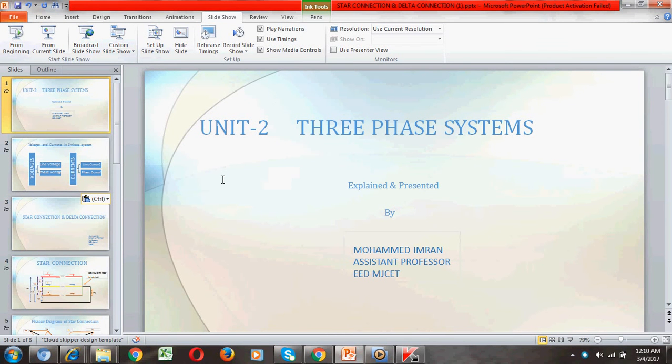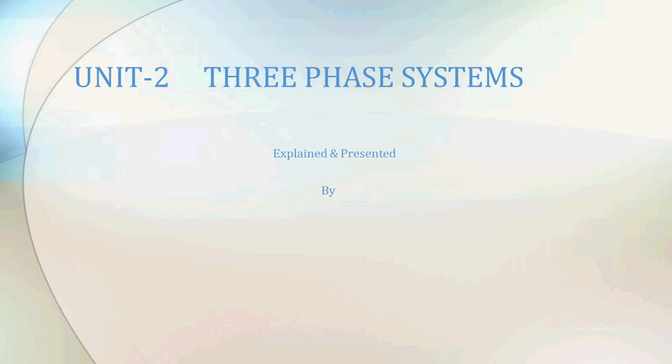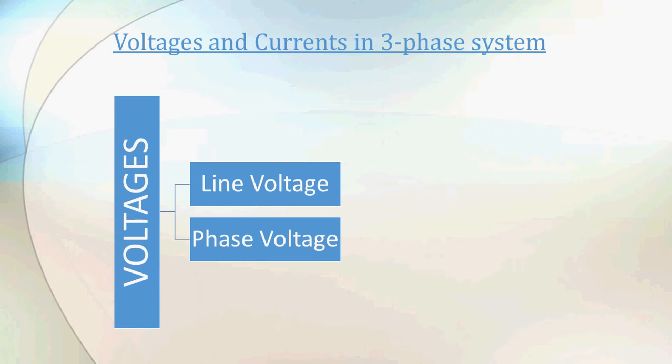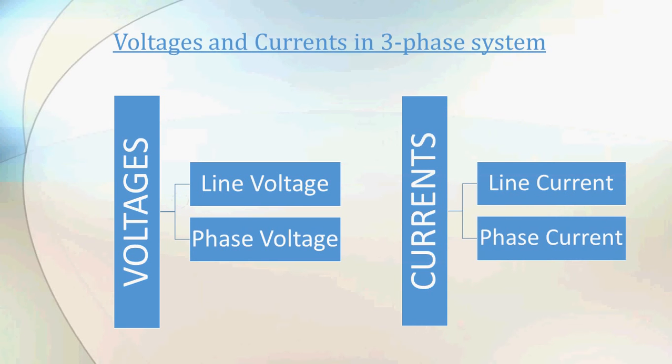In today's lecture, I'm going to talk about three-phase systems. So let us begin with our discussion of three-phase systems as Unit 2. To start with the topic, let us talk about voltages and currents in three-phase system. Voltages are of two types, basically line voltage and phase voltage. Similarly, the currents are also of two types, line currents and phase currents.